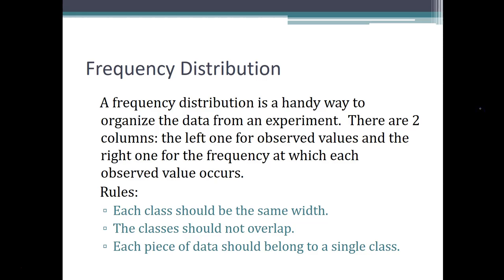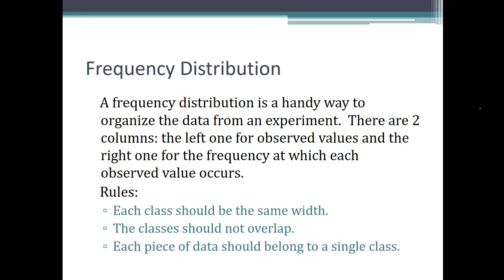First is frequency distribution. Very handy way to organize data from an experiment. Each piece of data that you collect from an experiment is a data point, and you organize the data on the left side in a column, and then on the right side you indicate the frequency at which those data points occurred. So if the number 10 pops up 8 times, you don't have to write down 10 8 times. You can just write down 10 and then put frequency 8. So it helps consolidate the data down into a nice table.